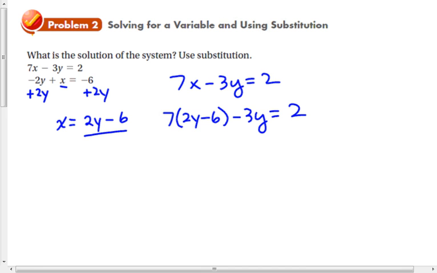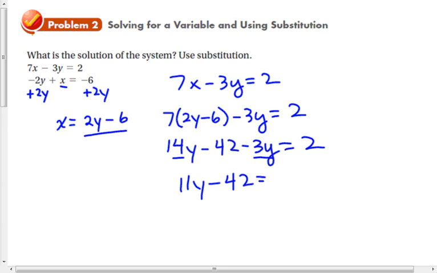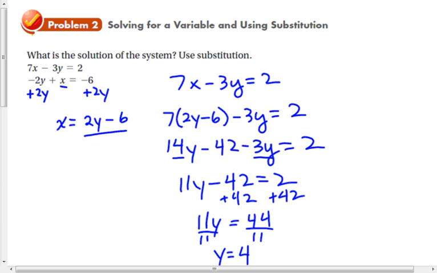And now I'm just going to use the properties, the distributive property here. Simplify it. 14y minus 3y is 11y. Add 42 to both sides, and I get 11y is equal to 44. Dividing by 11 gives me y is equal to 4. Now I know that y is equal to 4. I can find x by just substituting 4 in for y here. And that's equal to 8 minus 6, which is 2.